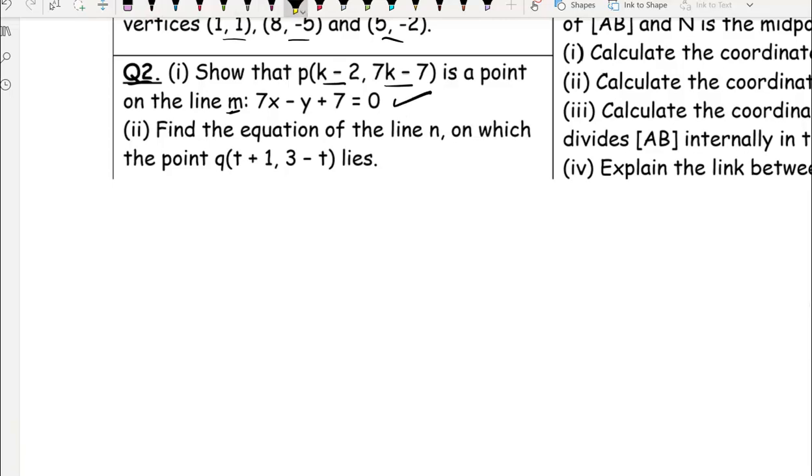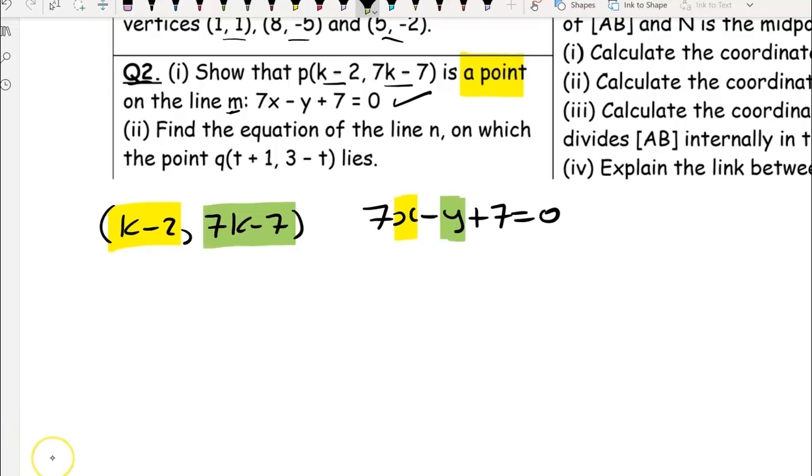Okay, it's an important skill. To show a point is on a line, or if a point is on a line, you can sub it into the equation and it must balance. I'll be subbing k - 2 in for x and 7k - 7 in for y, and if it's on the line, that equation of the line must balance.